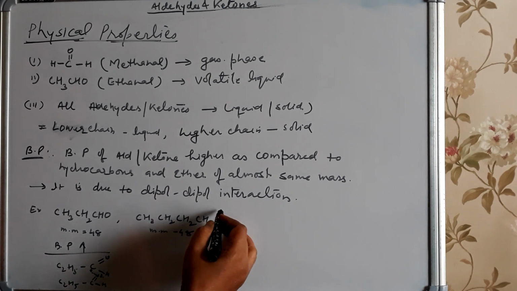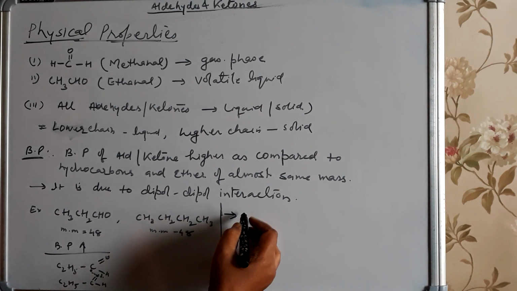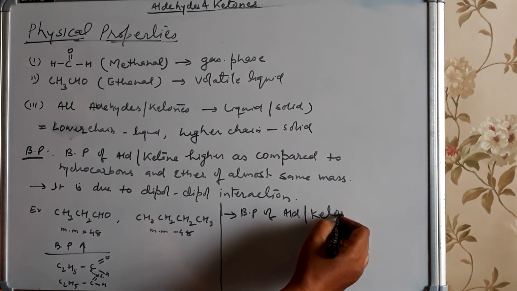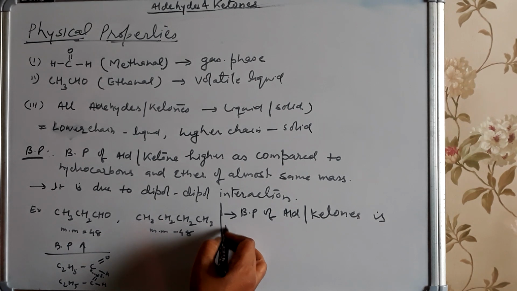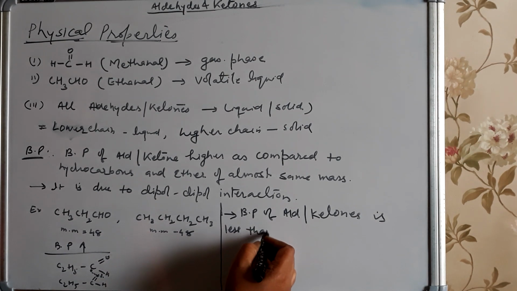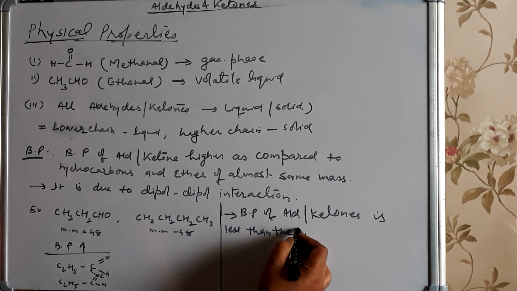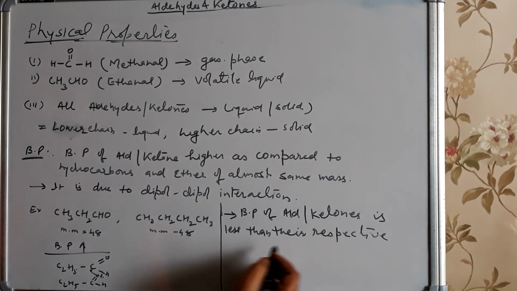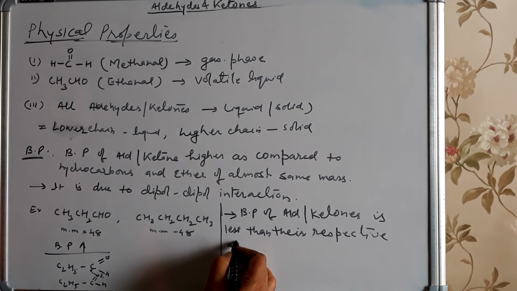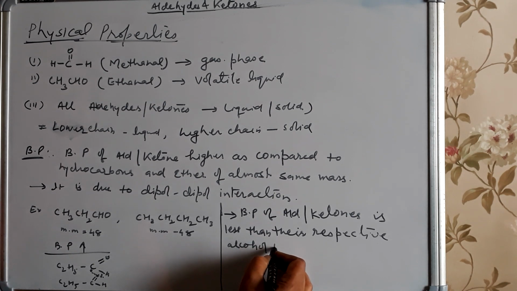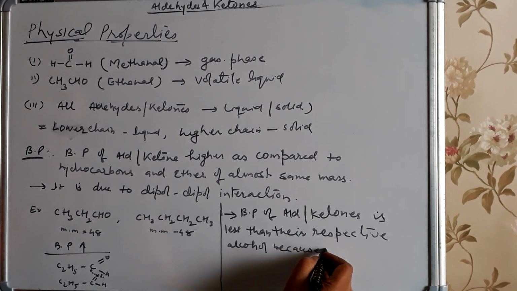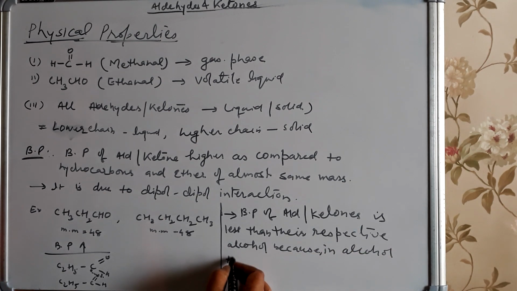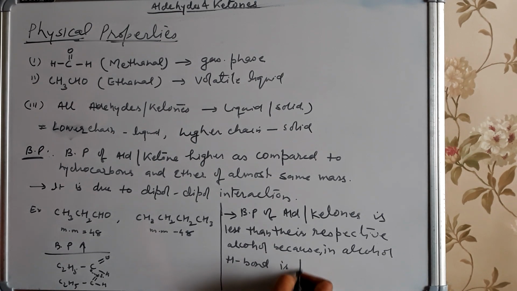But the next point: the boiling point of aldehydes and ketones is less than that of their respective alcohols, because in alcohol hydrogen bonding is present.